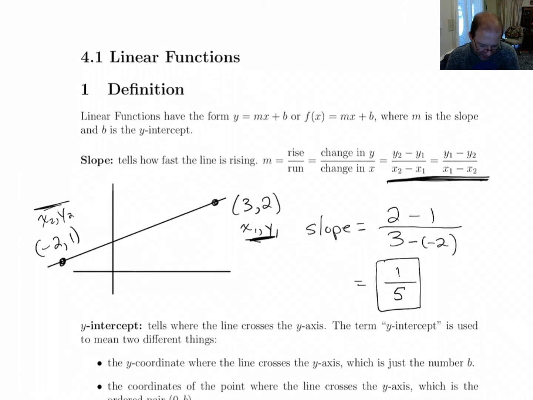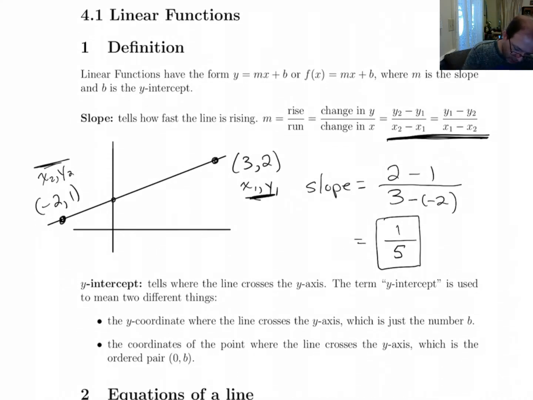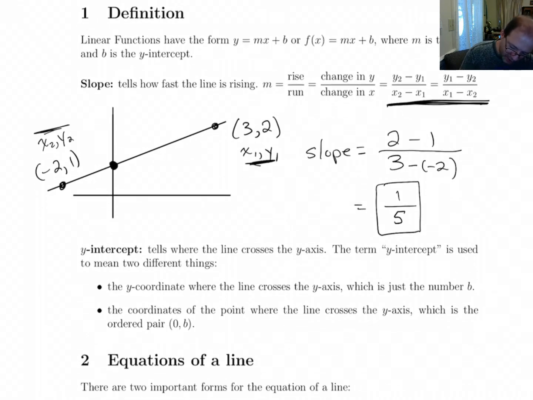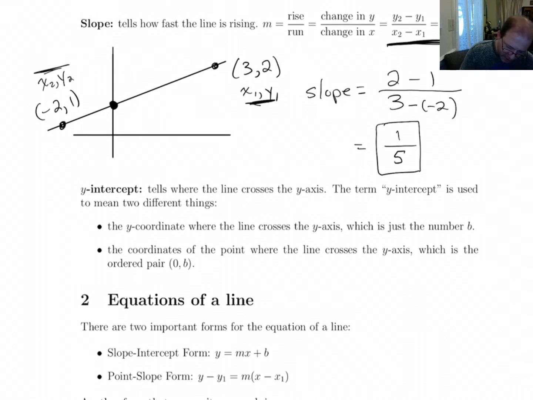All right, the y-intercept is right here where the line crosses the y-axis. Now, when somebody says the y-intercept, they could be talking about one of two things. They could either just be talking about the y-coordinate of that point, or they might talk about the actual ordered pair for that point. They're essentially the same thing. One is just considering it an ordered pair, and the other is just considering it as a number. But anyway, let's look at the equations of a line.